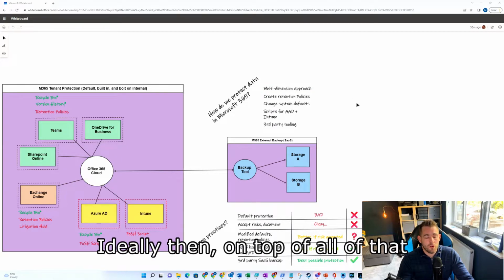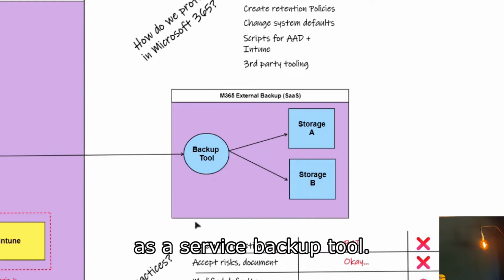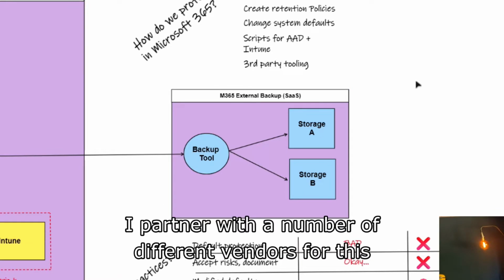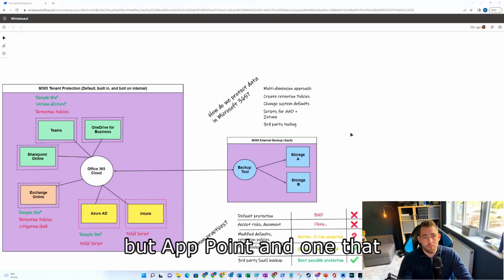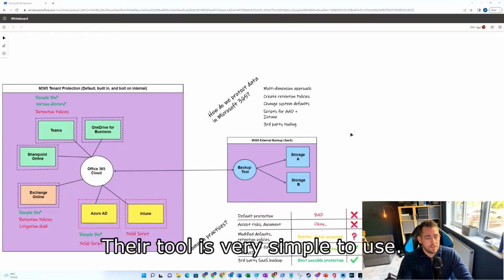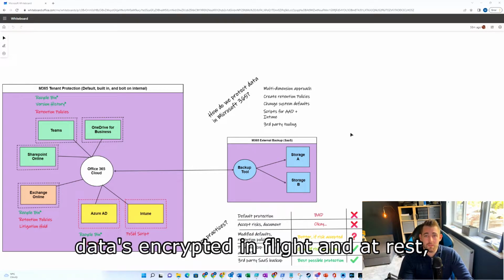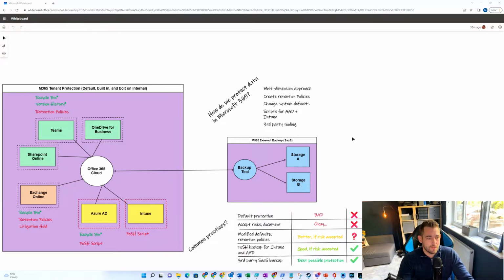Ideally then, on top of all of that, what you will do is use a third-party software as a service backup tool. I partner with a number of different vendors for this, but AvePoint are one that I would thoroughly recommend. Their tool is very simple to use. It's got lots of restorability options, data's encrypted in flight and at rest, etc., etc.